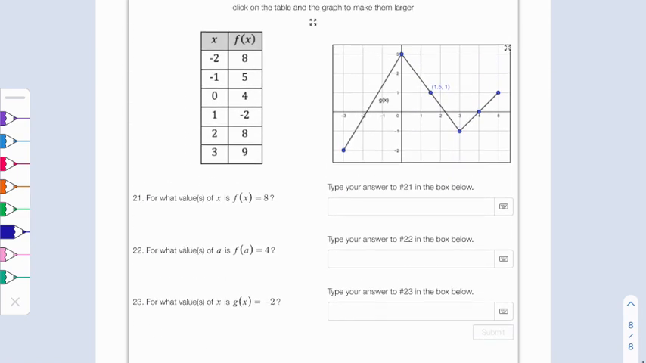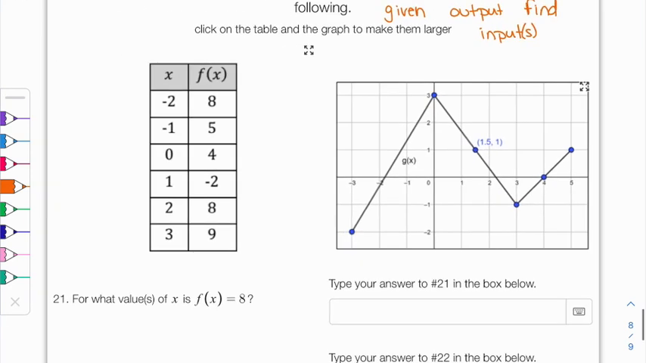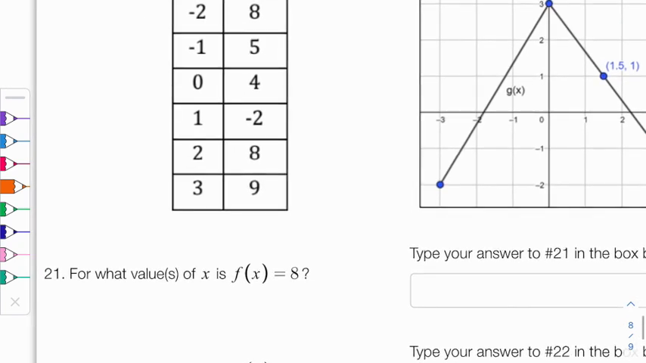Last one. This time, they're giving you the output and asking for the input. And I'm going to put inputs in parentheses because there could be multiple. So for what values of x is f of x equal to 8? So basically, look at the f of x column. Find 8. What's the input?